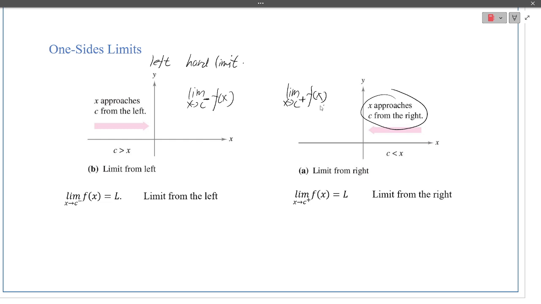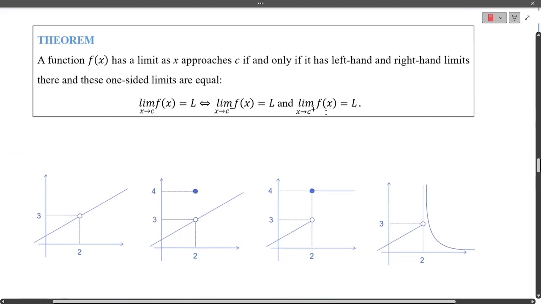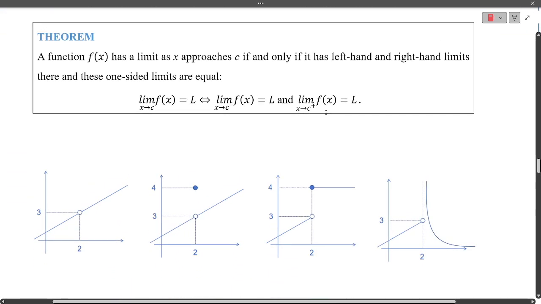Using this notation, we can break down the two-sided limits of a function into two one-sided limits, making it more convenient to describe the behavior of the function as it approaches a specific point. And with the notation for one-sided limits in place, let's now consider when a limit exists and when it does not exist.